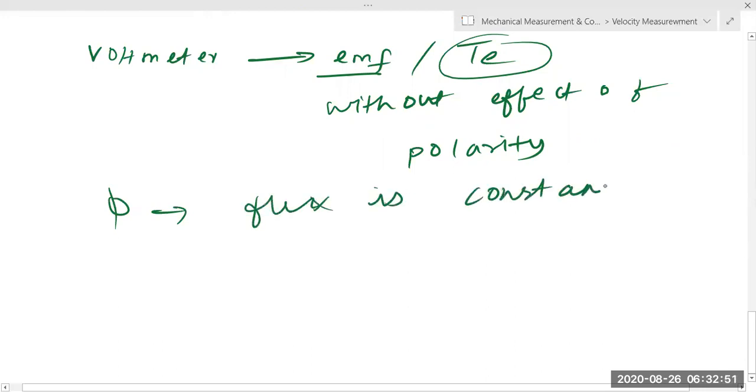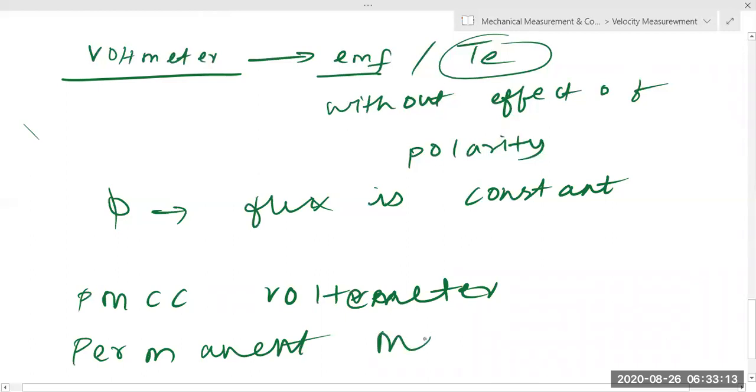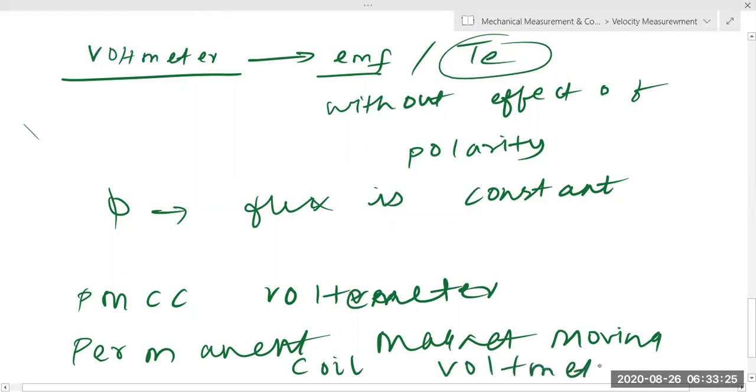One more thing, just before I complete this topic, I'd like you to know that this voltmeter is called the PMMC voltmeter. Always remember, this is the permanent magnet moving coil voltmeter, because the coil is moving, the armature is moving. So PMMC, permanent magnet moving coil voltmeter, okay? Now remember all these things. Done?